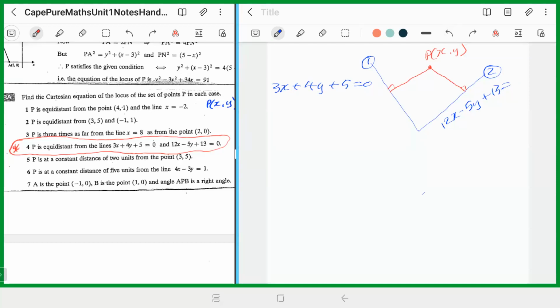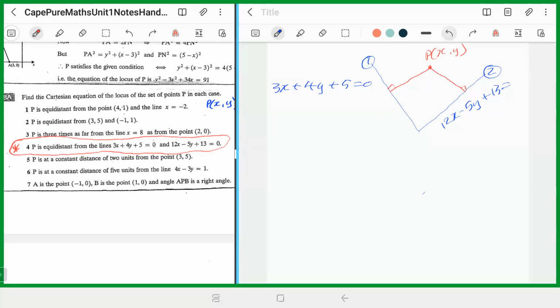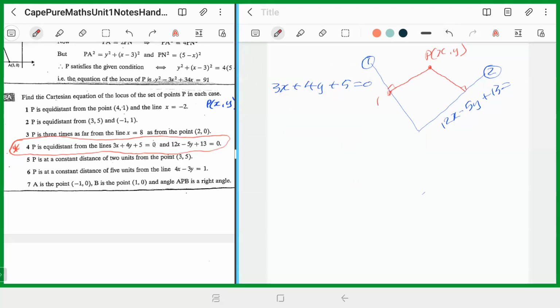Let's say the distance that it is from this line, let's call that distance AP. Let's put this point here as A, just to reference it, and put this point here as B. So this A represents all points on this line, and this B represents all points on this line. Basically what we're saying is that this distance and this distance are the same. These two distances are equal. All right?